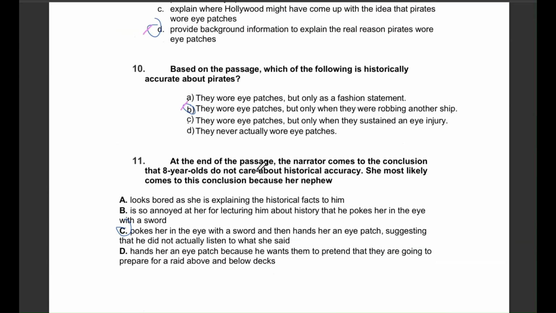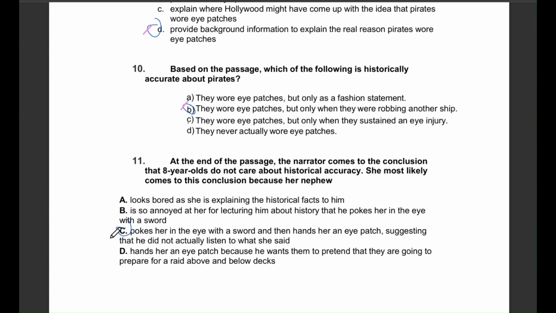At the end of the passage, the narrator comes to the conclusion that 8-year-olds do not care about historical accuracy. She most likely comes to this conclusion because her nephew. What did the nephew do to make her think this? The options are A. Looks bored as she is explaining the historical facts to him. B. Is so annoyed at her for lecturing him about history that he pokes her in the eye with a sword. C. Pokes her in the eye with a sword and then hands her an eye patch, suggesting that he did not actually listen to what she said. D. Hands her an eye patch because he wants them to pretend that they are going to prepare for a raid above and below decks.